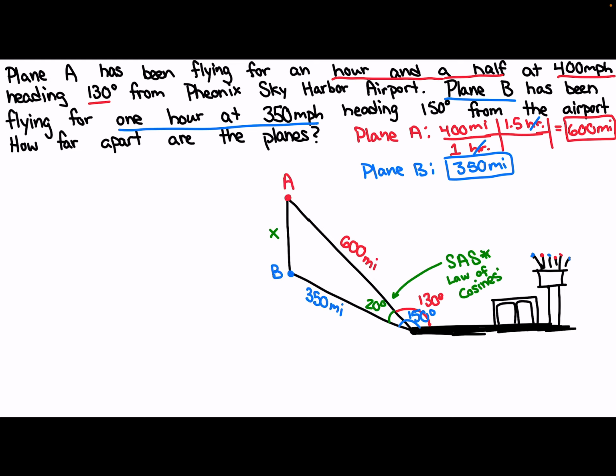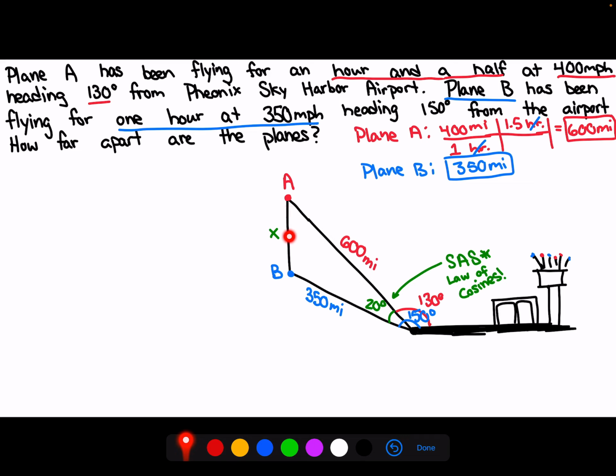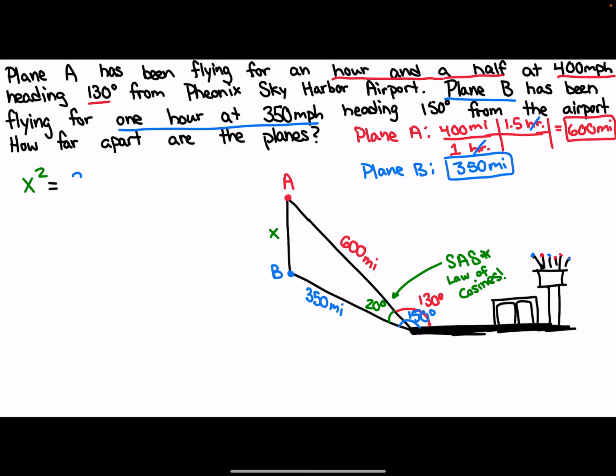Now, we're going to solve for this distance between the two planes. That's our x value. And since we have side, angle, side, that means that we're going to use law of cosines. That's our big indicator as well. So therefore, we're going to have x squared equals 350 squared plus 600 squared minus 2 times 350 times 600 cosine of 20 degrees.